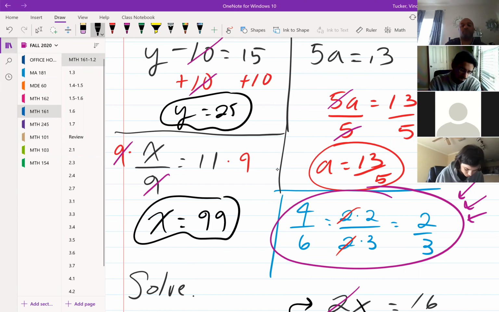All right. Next one. Well, anyway, I'll just start right here. We have 2 times the quantity x minus 3, minus 17, equal to 13 minus 3 times the quantity x plus 2.